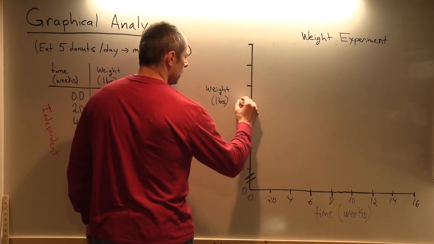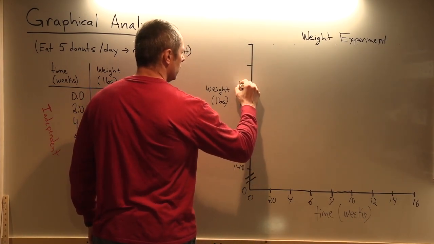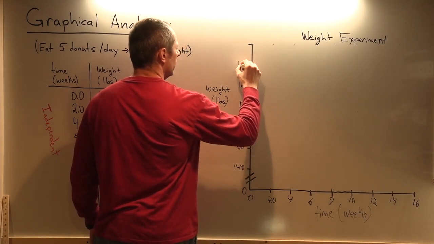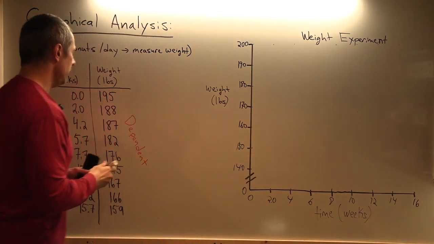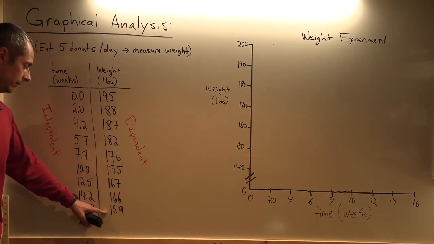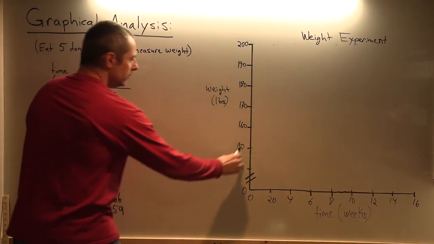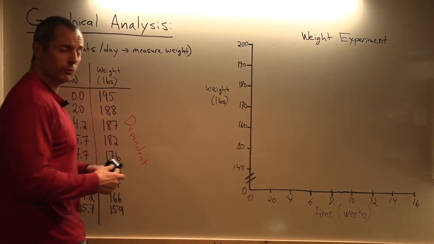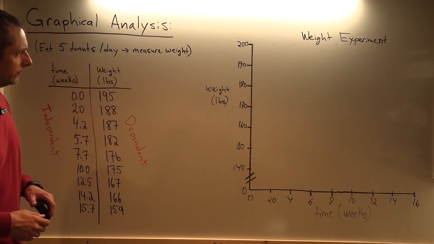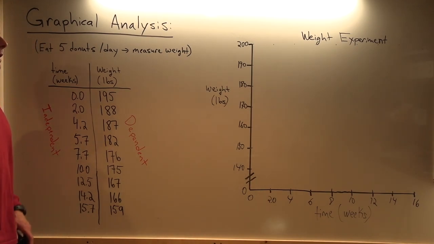160, 170, 180, 190, and 200. And you could see that I could fit all my data. The lowest is 159, somewhere like here, and then to 195 here, so it'll reasonably fill up my graph. Okay? And now what I'm going to do is go ahead and plot these points.